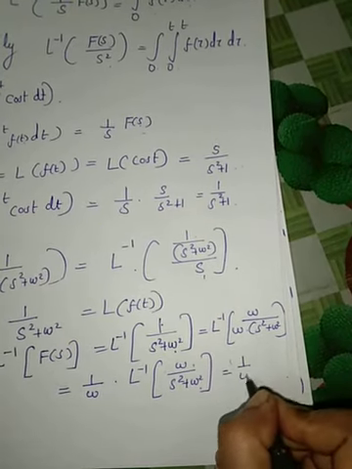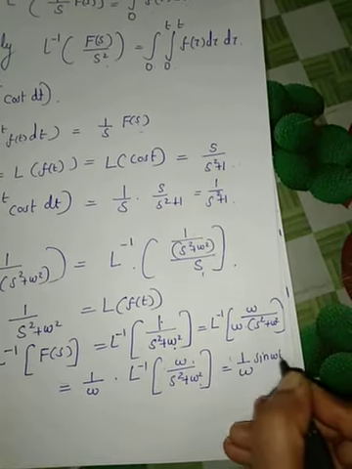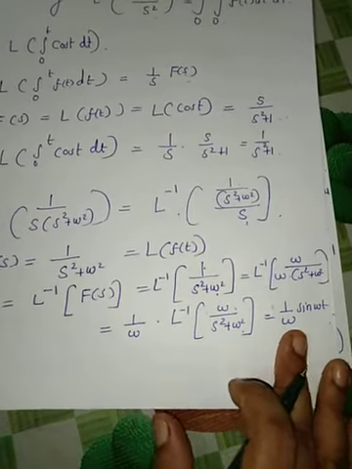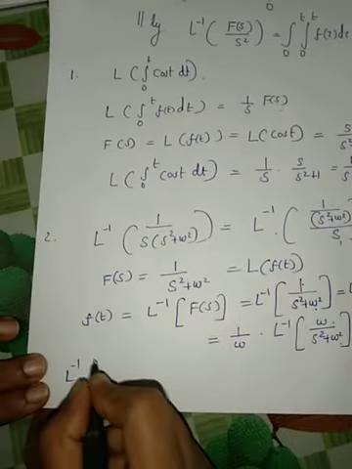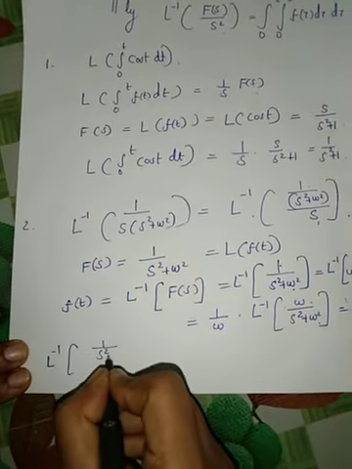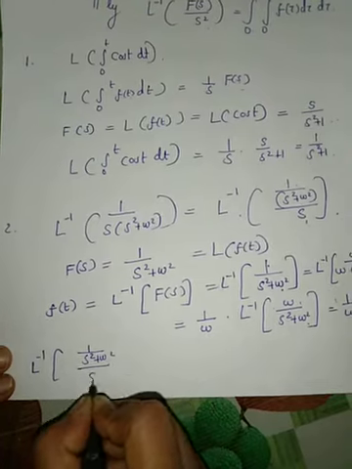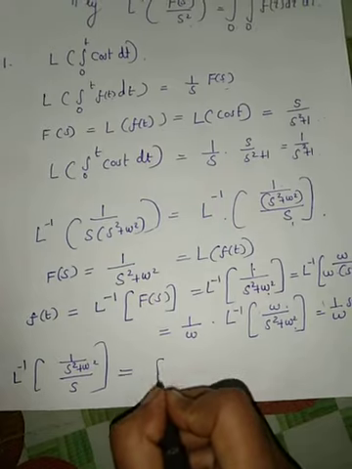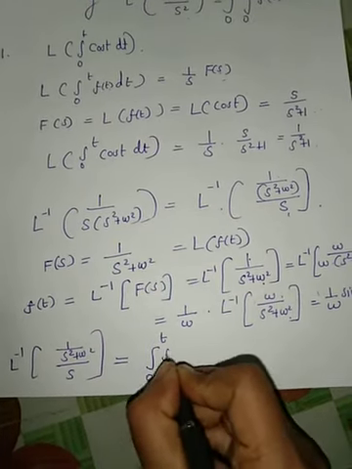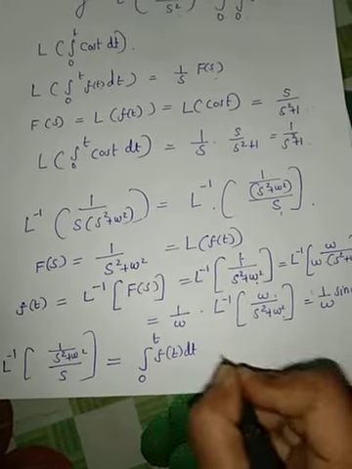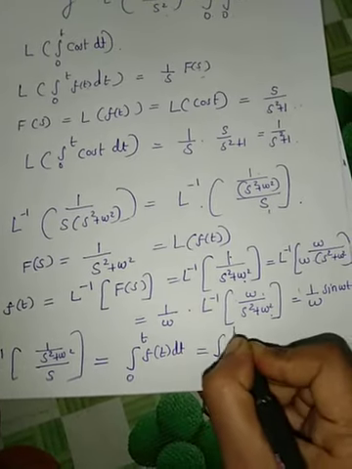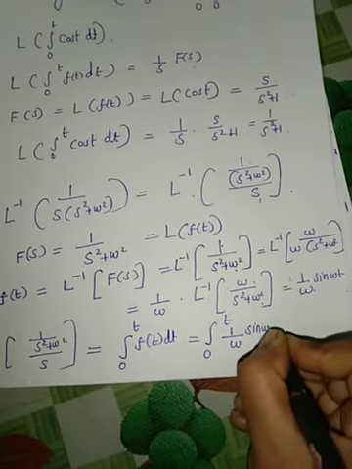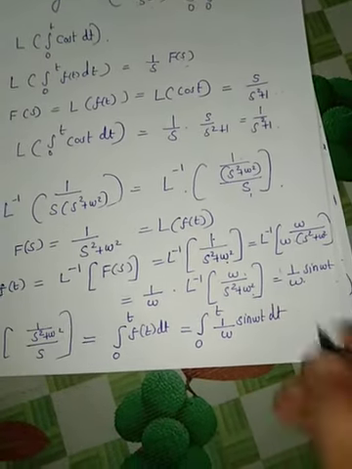It is sin wt. So f of t is equal to 1 by w sin wt. So what is L inverse of 1 by s square plus w square, divided by s? It is of the form L inverse of f of s by s, that is equal to integral 0 to t f of t dt, that is equal to integral 0 to t of 1 by w sin wt dt.